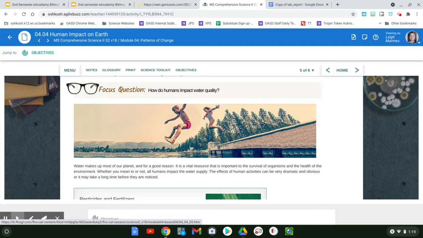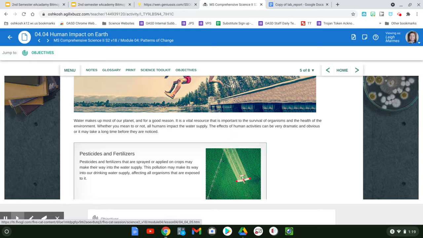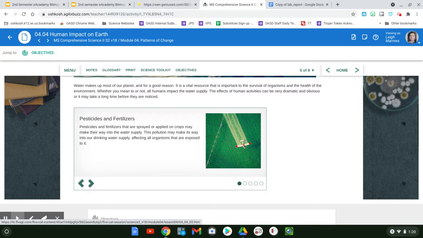How do humans impact water quality? Well, that's another thing. What are we putting into our water? What are we putting into the ground that is getting into our groundwater? All of these things affect manufacturing companies who are dumping their waste into rivers or lakes. They have pesticides that they're putting on our crops to make our yummy corn or whatever, but it could cause pollution to our drinking water.